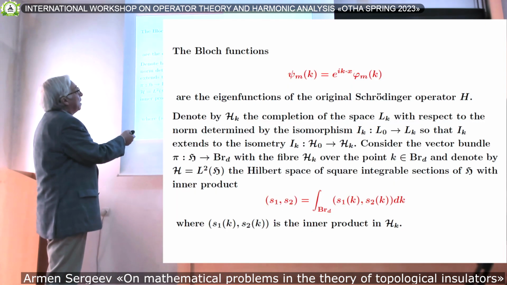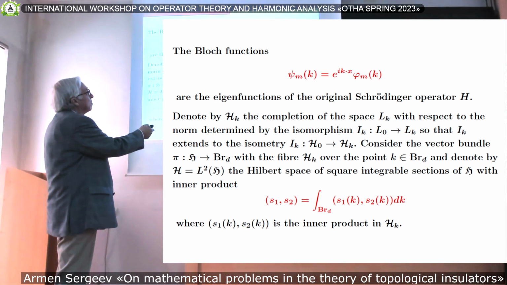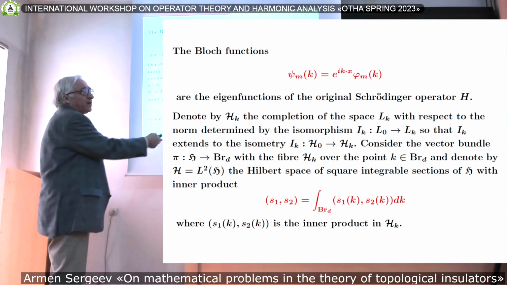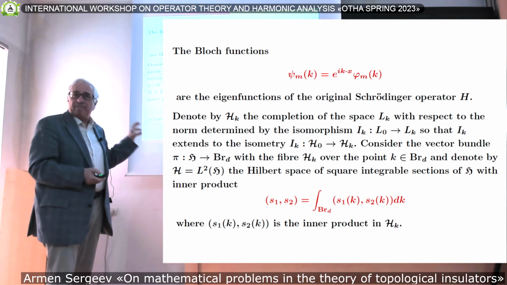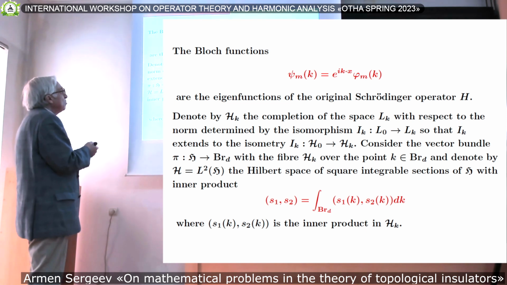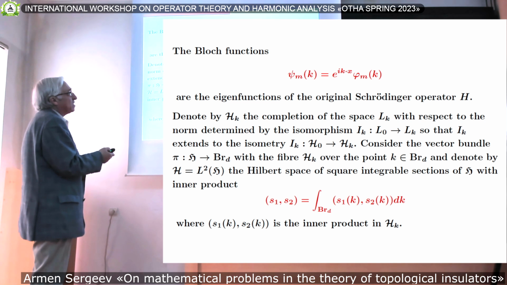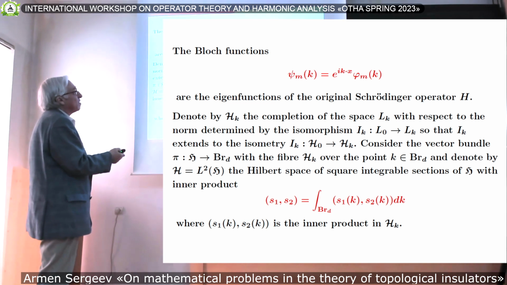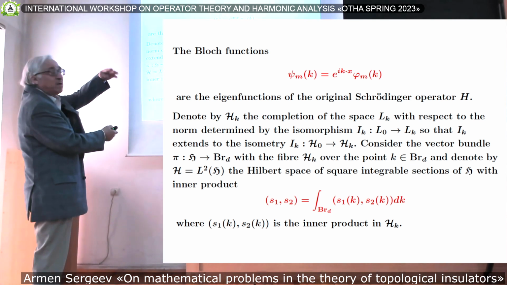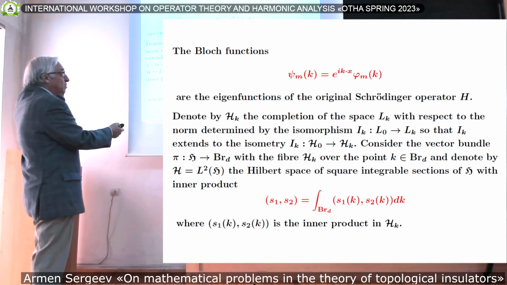The Bloch functions. Now we take these eigenfunctions and consider the corresponding Bloch functions ψ_m(k). They are the eigenfunctions of the original Schrödinger operator H, and in some sense, which should be made clear, they form a complete orthogonal system. Let us denote by H_k the completion of the space L_k, which is the space of Bloch functions with fixed k, with respect to the norm determined by the isomorphism between H_0 and H_k, so that this I_k, this multiplication by the exponential, extends to an isometry between H_0 and H_k.